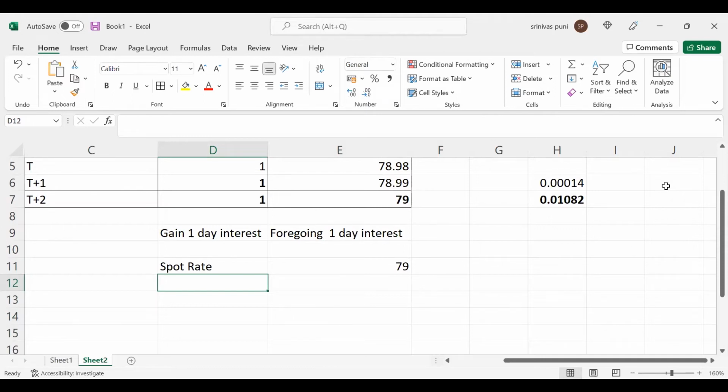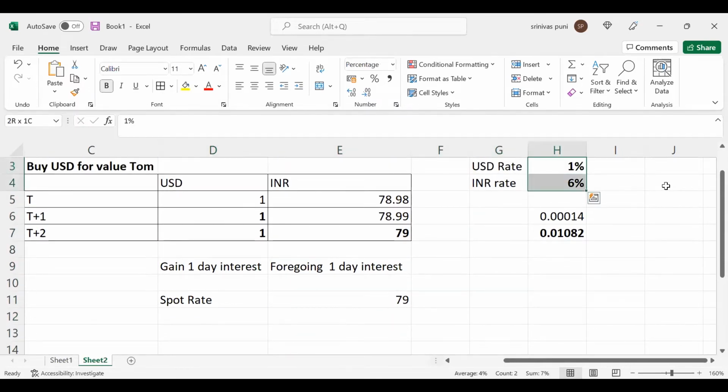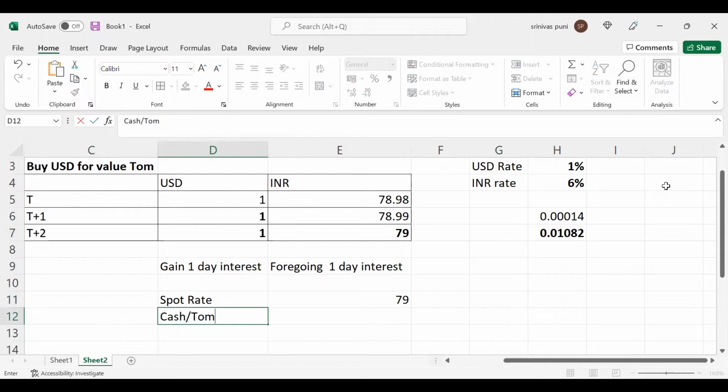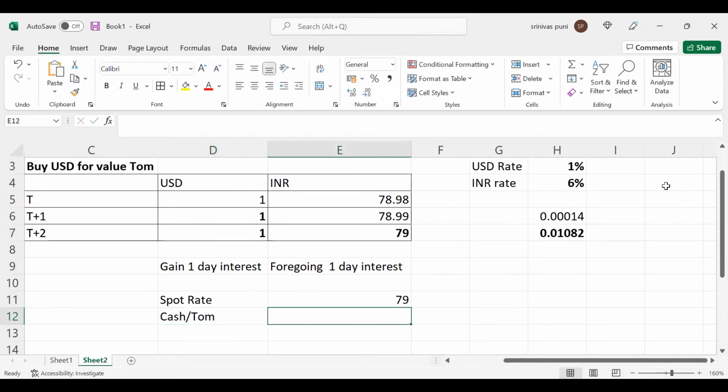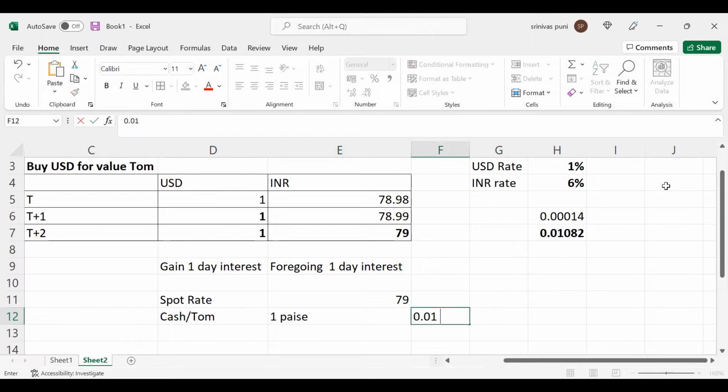In the example I gave you, this 1 paisa that I calculated was based on 6% and 1% interest rate, right? Similarly, each bank will look at its own funding cost and estimate how much the difference between my spot rate and the term rate and the cash rate is going to be. And that is what they will start quoting in the market. That rate is quoted like this. Cash term, right? Cash term is 1 paisa, meaning 0.01 rupees.